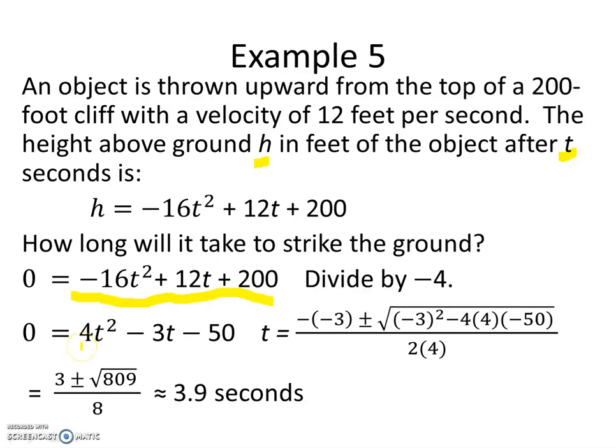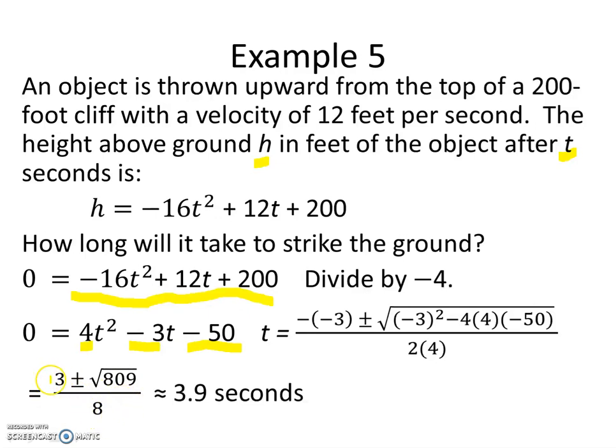So now I have a equaling 4, b equaling negative 3, and c is negative 50. Plugging it in the quadratic formula, I get negative negative 3 plus or minus the square root of negative 3 squared minus 4 times 4 times negative 50, all of that divided by 2 times 4. When we continue to simplify, we get 3 plus or minus the square root of 809, all divided by 8.